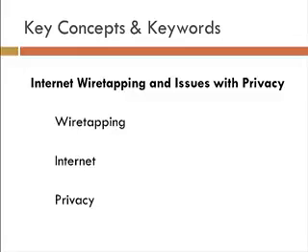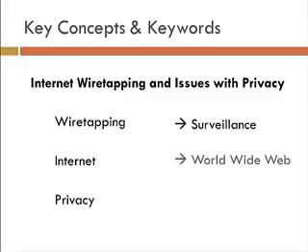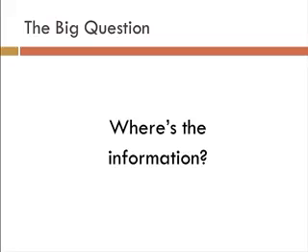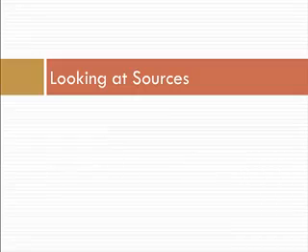And as I'm going, it's also important to think of additional keywords that I might use when I search. So I have my key concepts, but some additional keywords I might want to look at are surveillance and the World Wide Web. In regards to privacy, is there a good synonym for this? I don't know. We'll have to keep going, and as we search, continue to look for more keywords and concepts to investigate. But perhaps the biggest question is, where is the information?